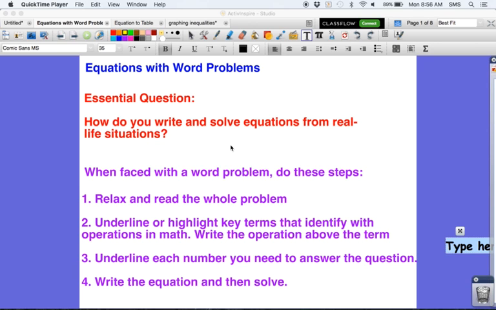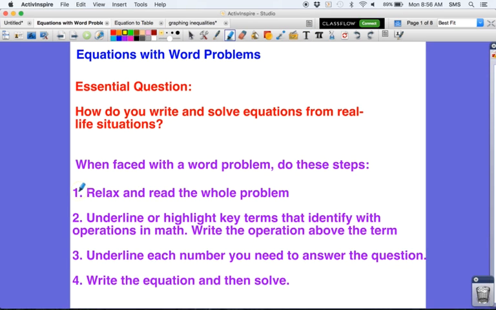Okay, so here are the steps that we need to follow when we're faced with word problems. The first step, most important thing, you guys, is just relax. Yeah, it's a word problem. We know we don't like word problems, but relax. It's really important. If we start stressing out, we're automatically setting ourselves up to fail. Read the entire problem before you do anything. So relax and read the whole problem before you even start thinking about anything else.